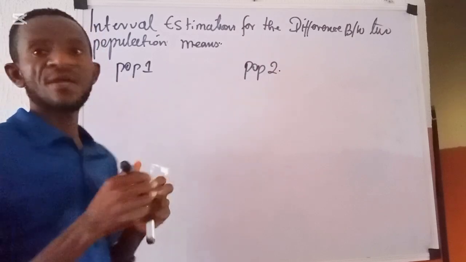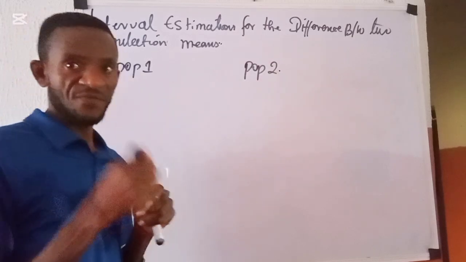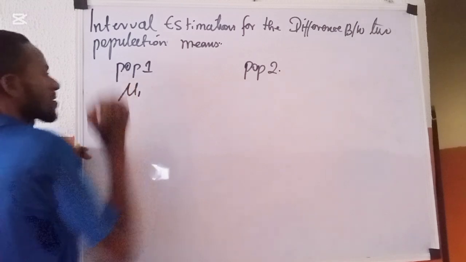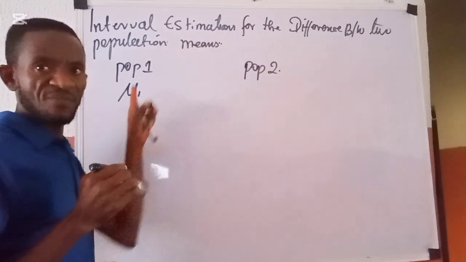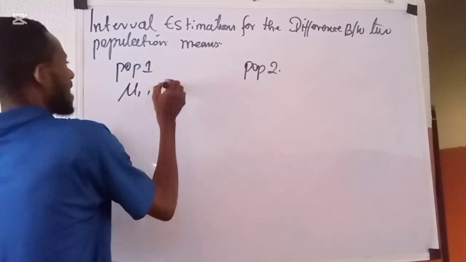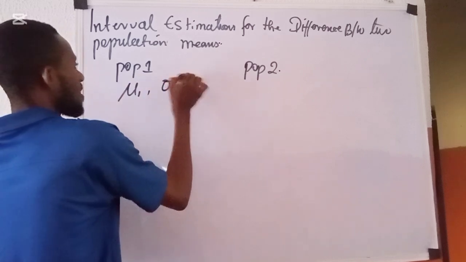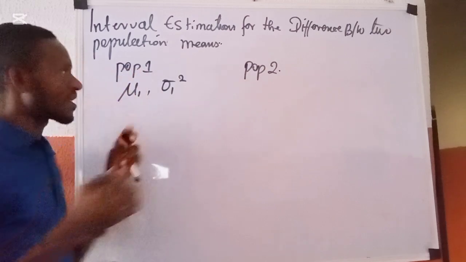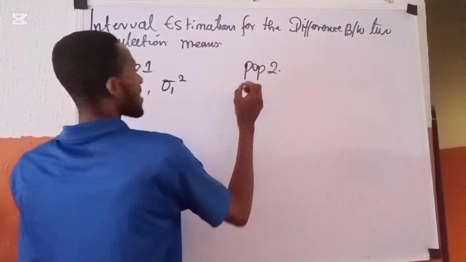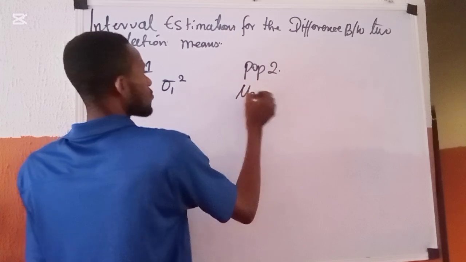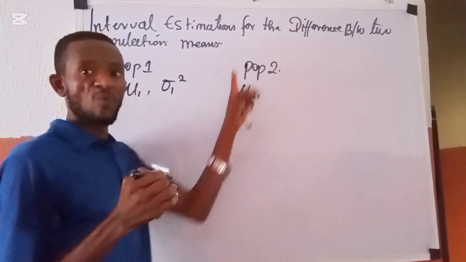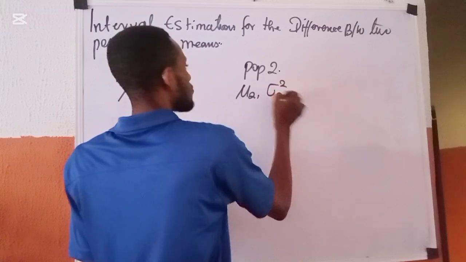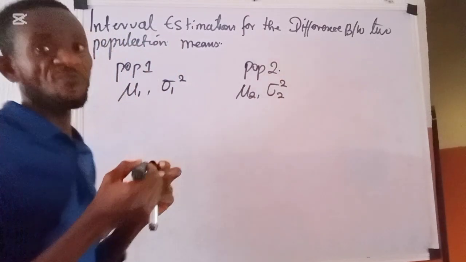This population 1 has parameters. Of course, those parameters are, we have what we call the mu 1, which is the mean of the population 1. And then we have what we call sigma 1 square, which is referring to the variance of the population 1. And then we equally have mu 2, referring to the mean of population 2. And then we have sigma 2 square, referring to the variance of population 2.